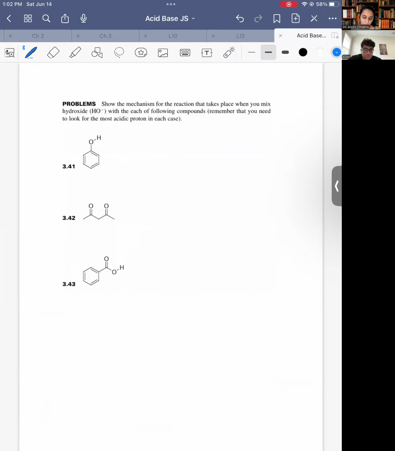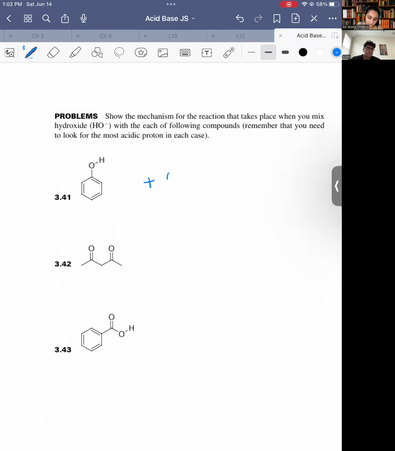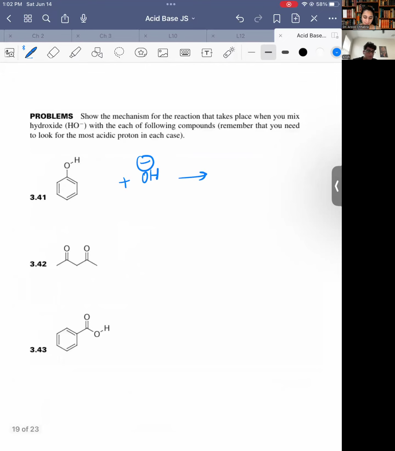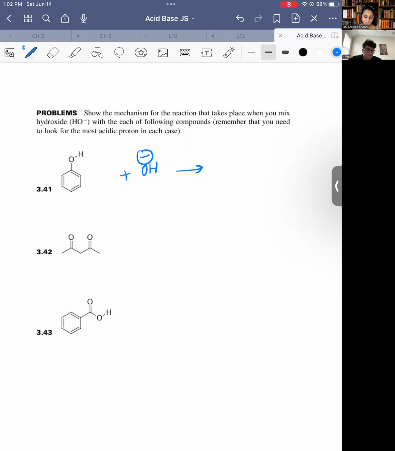Show the mechanism when you mix hydroxide with each of them. So that means that they're all acids if you're mixing in the base. Right, exactly. It's kind of the same thing. The lone pair goes to the hydrogen, and then again the bond between O and H just goes to the lone pair.